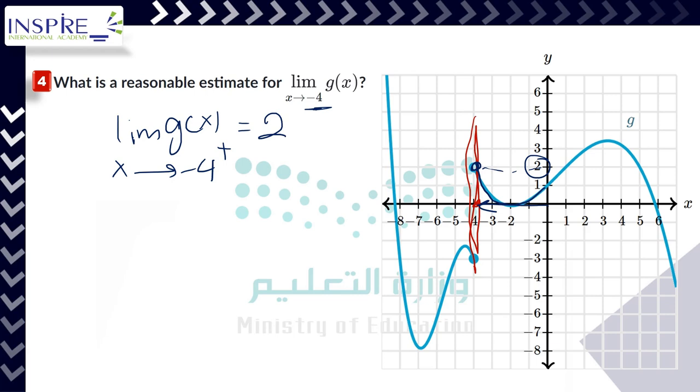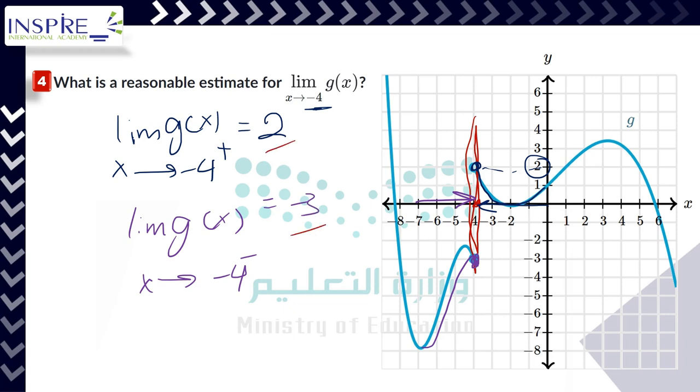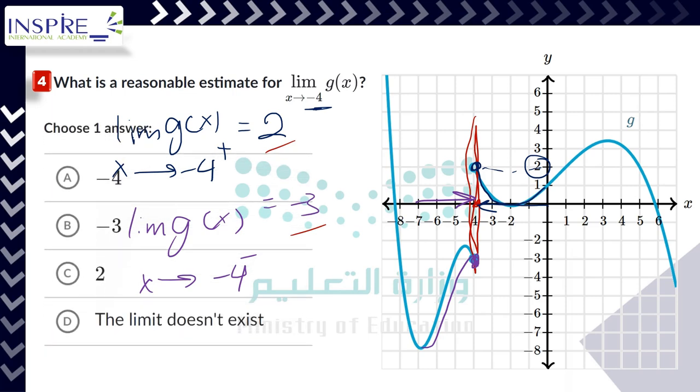Okay, and then we will do the same from the left side. We will trace the function till it stops at -3. So the limit of g of x as x approaches -4 from the negative side will be -3. They are not equal, so of course the limit doesn't exist. Okay, next one.